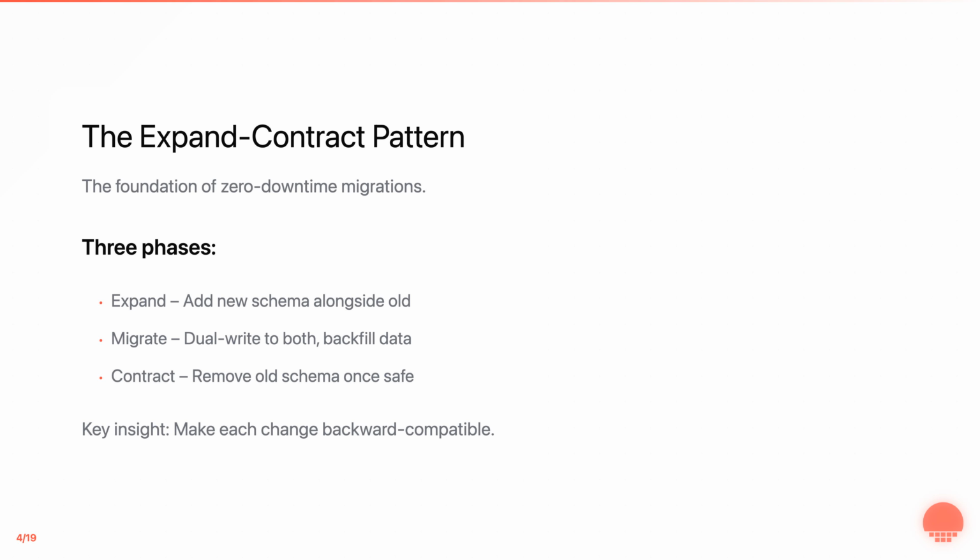Here's the pattern that makes zero downtime possible. Expand contract. Instead of ripping out the old schema and replacing it in one terrifying deploy, you do it in 3 deliberate steps. Expand. Add the new column or table right next to the old one. Migrate. Start writing to both places simultaneously while you backfill historical data. Contract. Once every service has migrated over, tear down the old schema. At every single step, your application works with either the old schema or the new one.